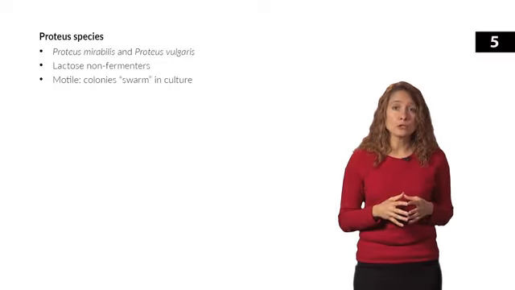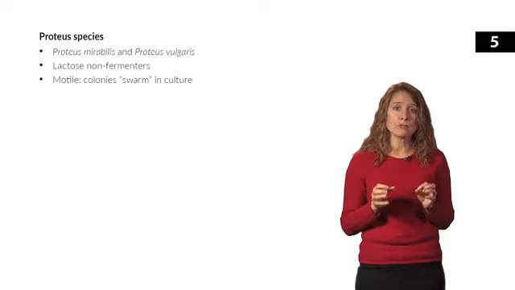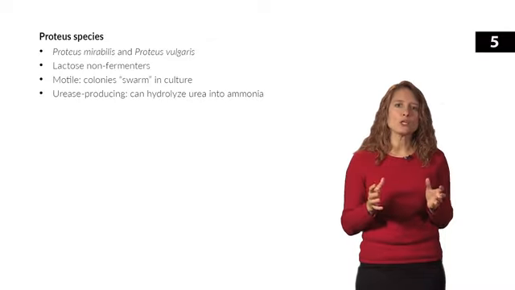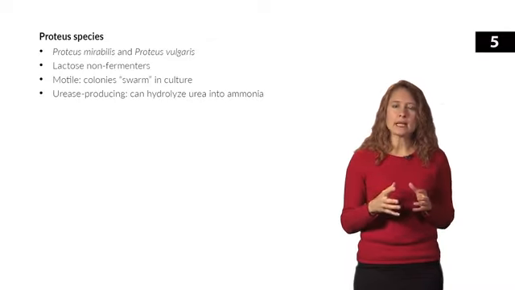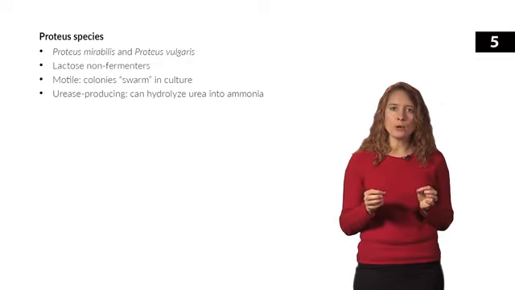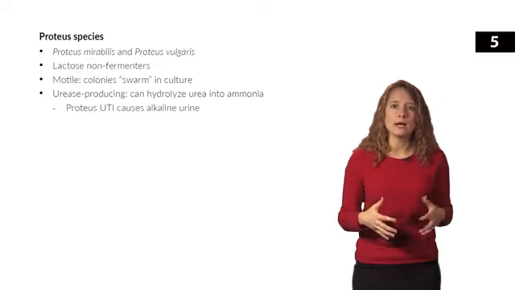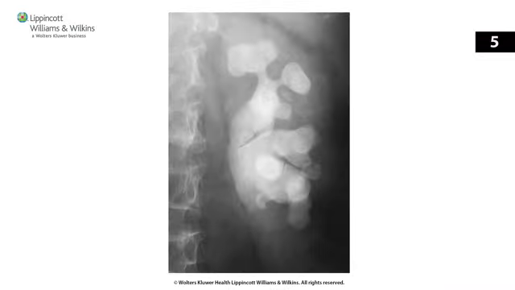Another microbiological clue that's important to remember for Proteus is its secretion of urease. Urease can hydrolyze urea into ammonia. So Proteus in the urinary tract can make the urine alkaline. This alkaline environment promotes formation of struvite stones, which can coalesce to form large staghorn calculi in the renal pelvis, as seen in this image.